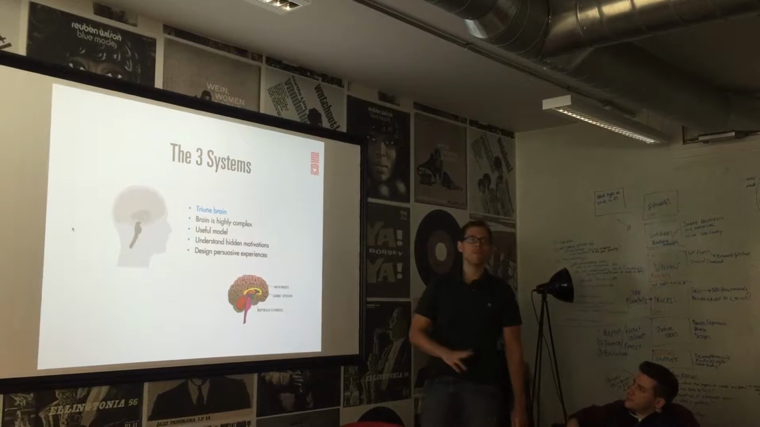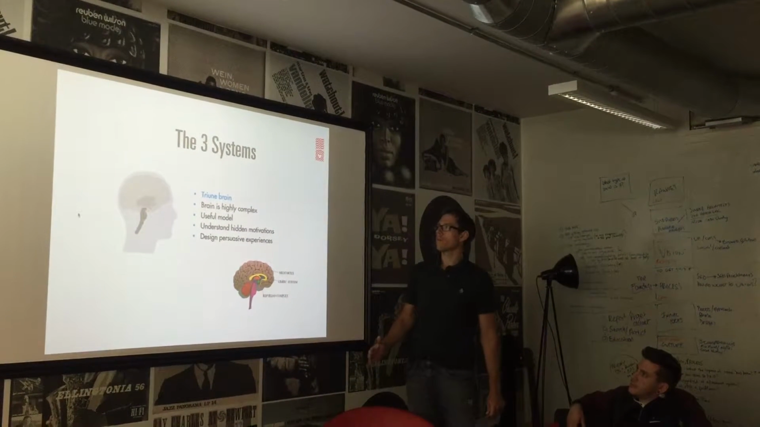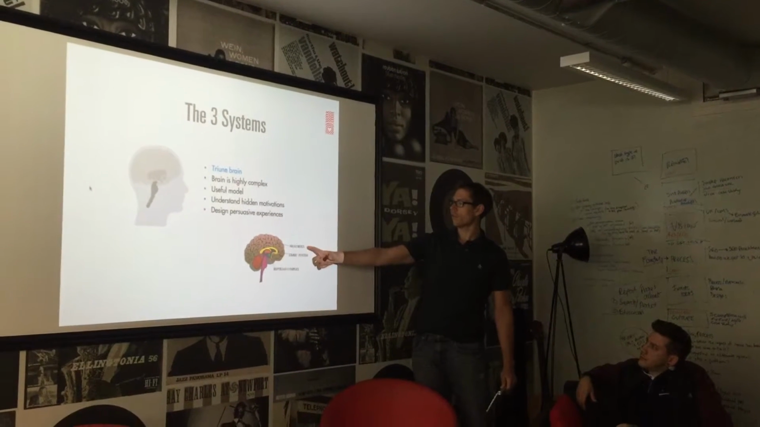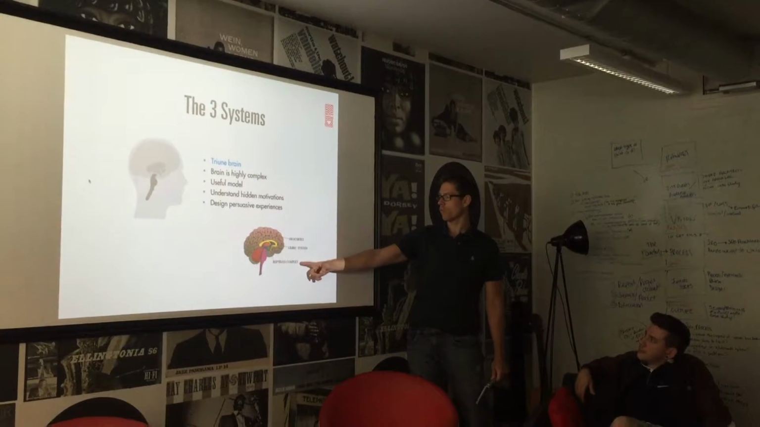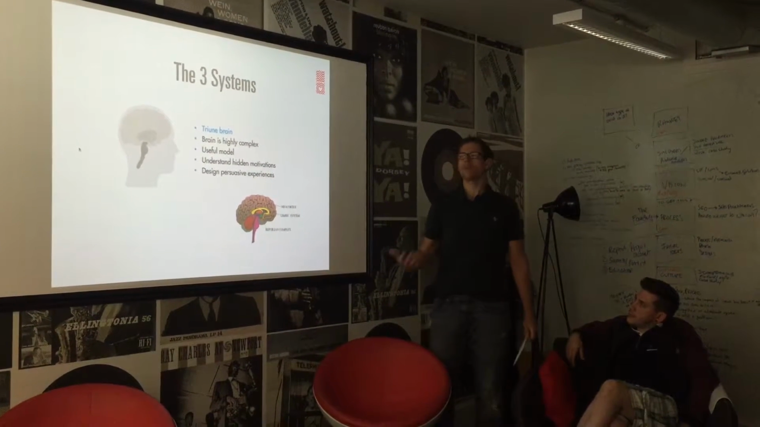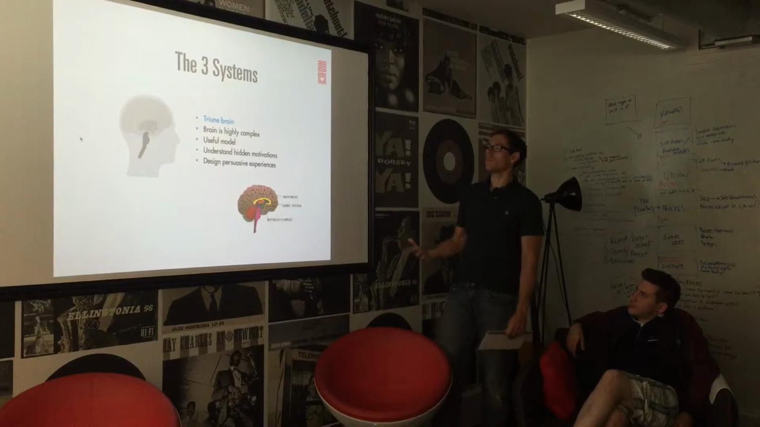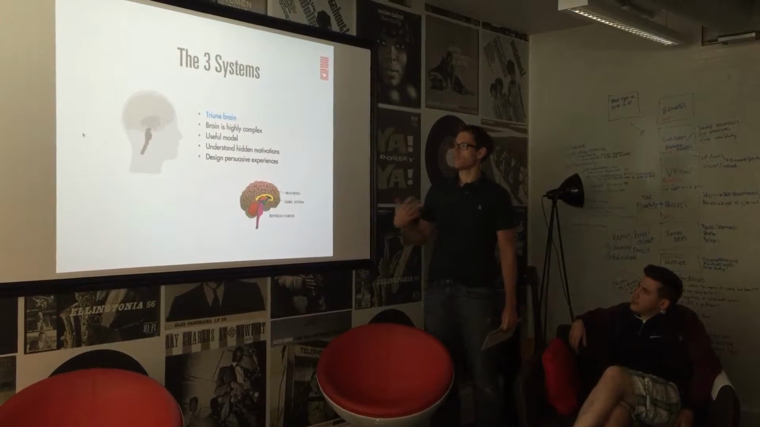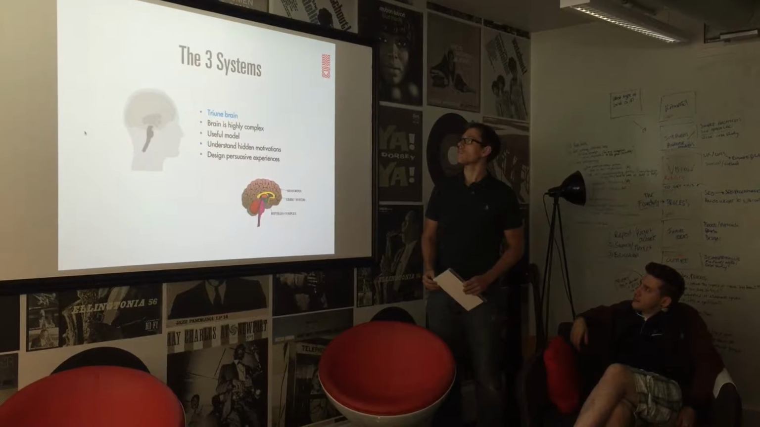So, there are three parts of your brain. Now, I don't know if you're aware of this, but effectively the overruling part is this thing called the triune brain, which is where you've got your neocortex, your limbic system, and your reptilian complex. So all of these act in different ways. And because of that, the brain, as we already know, is highly complex, it's a useful model, it understands hidden motivations, and because of that we can design persuasive experiences.